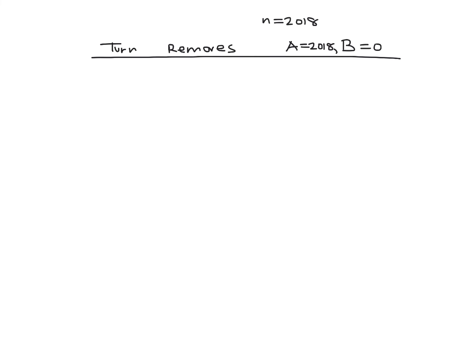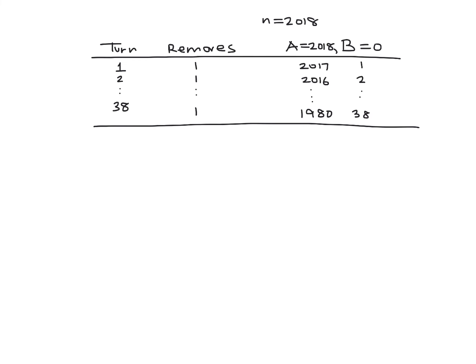Okay, so for the first 38 turns, turn 1, turn 2, until 38, you remove 1 coin. So this initially becomes 2017, then 2016, and eventually, after removing 38, you get down to 1980. And this is initially 1, then 2, then after 38 coins, this will be 38. So that's the first part.